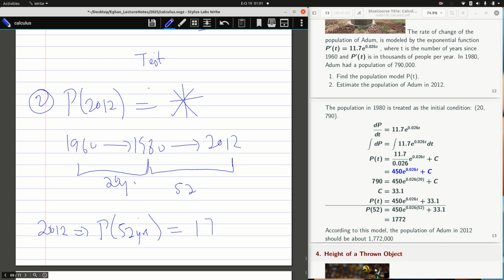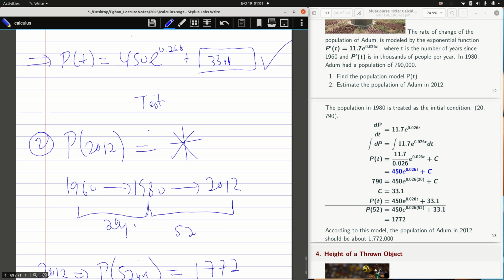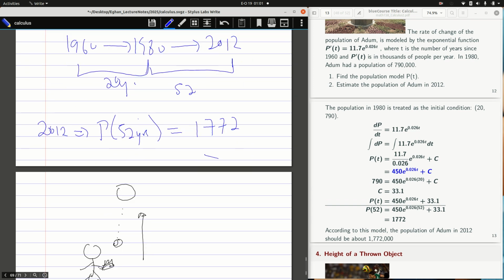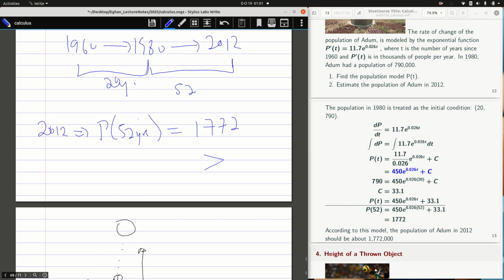1772. How did I get 1772? I substitute 52 into this model, and you can use your calculator to verify this answer. You realize that it is indeed greater, so there's 1,000 added to this. This is indeed greater than 790, which was in 1980. If you don't get a number greater than this, there's something wrong.